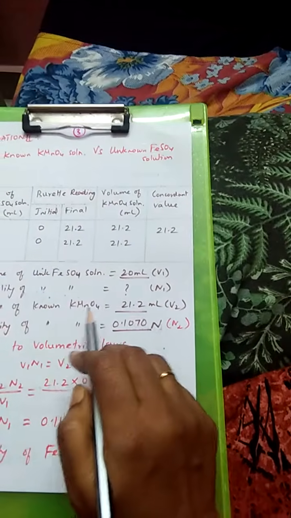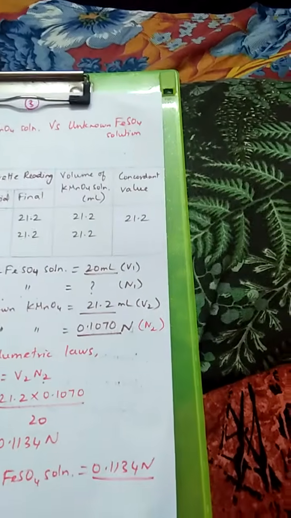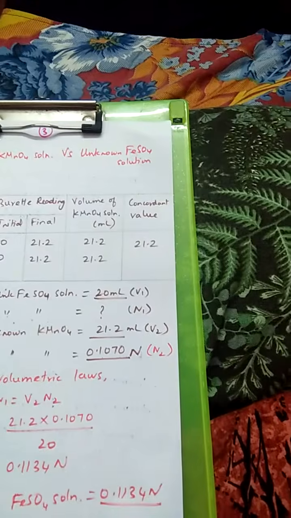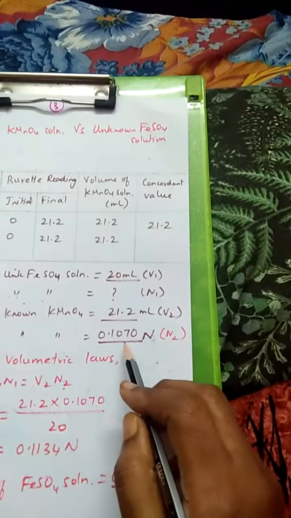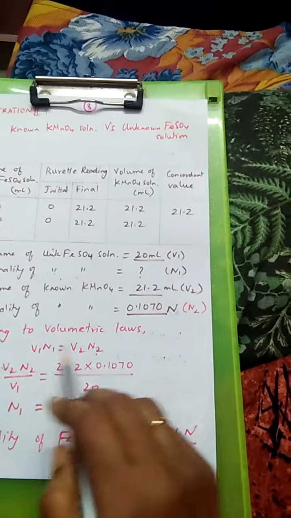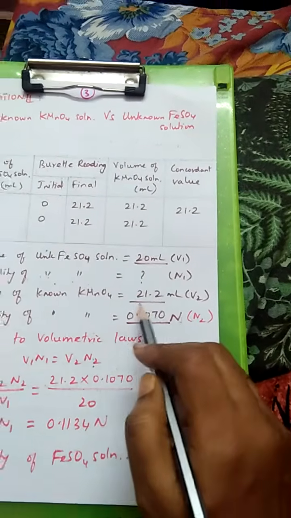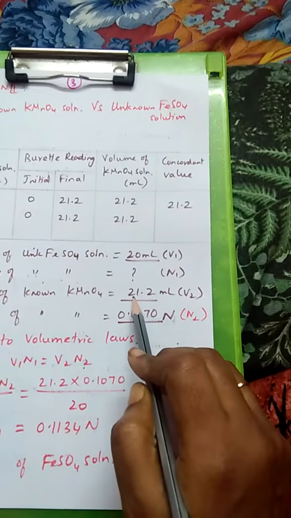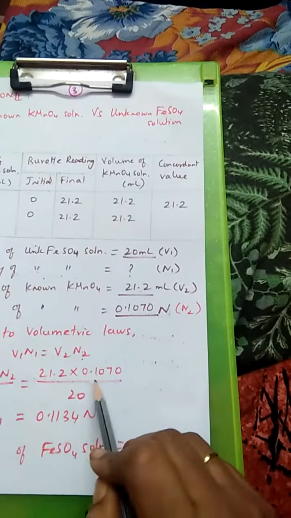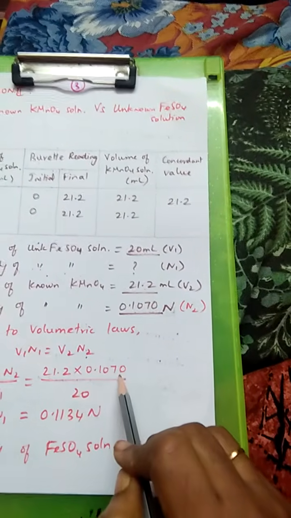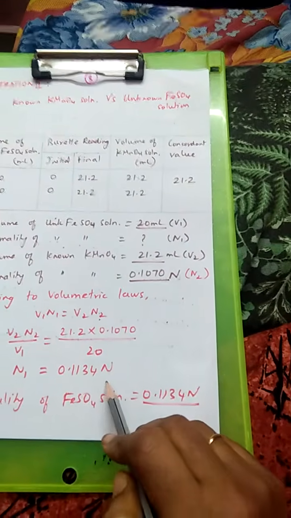The volume of known potassium permanganate is 21.2 ml. Its normality is found from the first titration tabulation. In the first titration we found the normality of potassium permanganate, which is 0.1070. So according to volumetric laws, V1 N1 is equal to V2 N2, N1 to be calculated. This time V2 is 21.2, always the burette reading is the volume of KMnO4. So 21.2 into 0.1070, the value from the first iteration, divided by 20. Finally you get 0.1134 N.